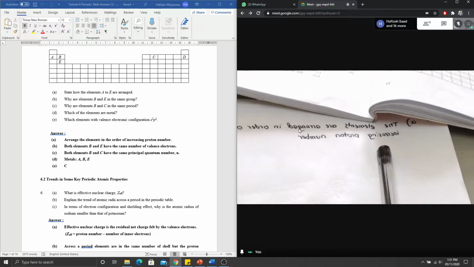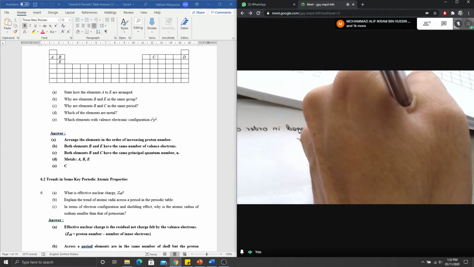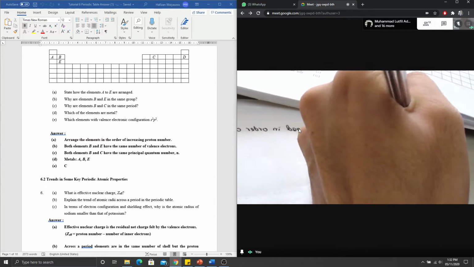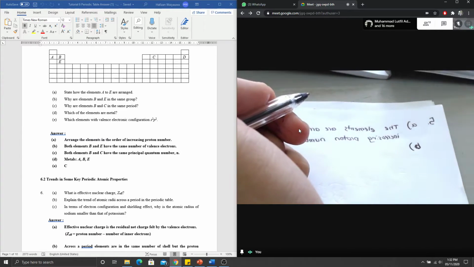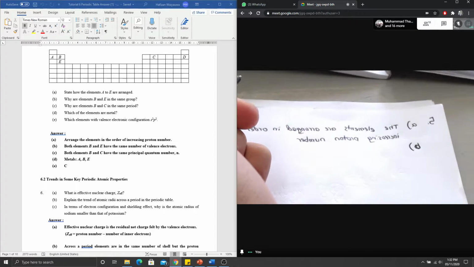Why are the elements B and E in the same group? Okay, B and E dekat mana tu? Dekat group tu. Yes, group 2. Apa yang menyebabkan the elements are in the same group? Okay. Same valence. Yes, same.